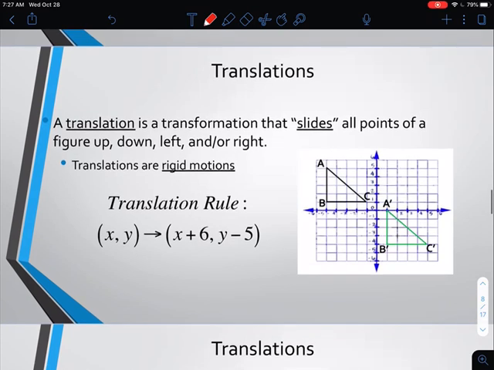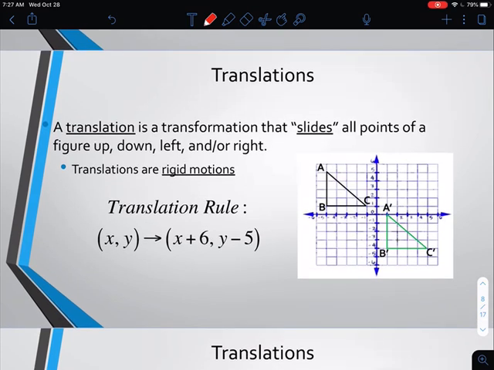The other thing you're going to have to be able to do is use what we call translation rules. It's the exact same idea as before: triangle ABC is going down to triangle A prime, B prime, C prime. I want to know how I went from A to A prime. Again, I look at right, left, up, down. In this case, we're asking how our x and y values change. A was at (-5, 5), and A prime is at (1, 0).